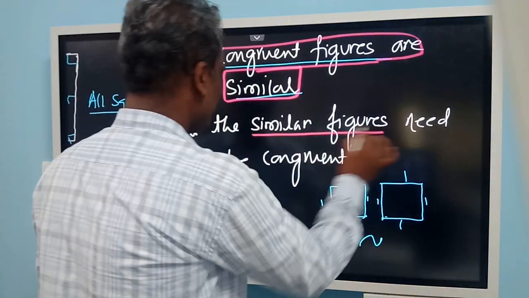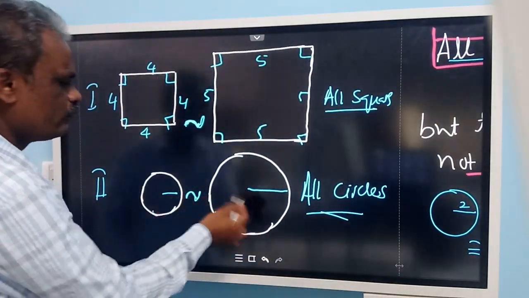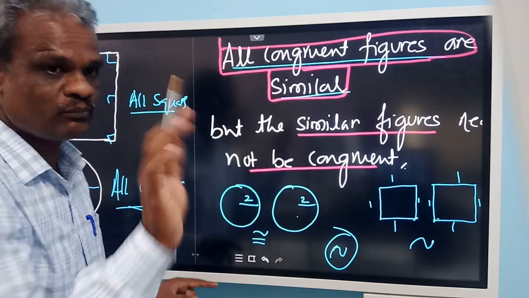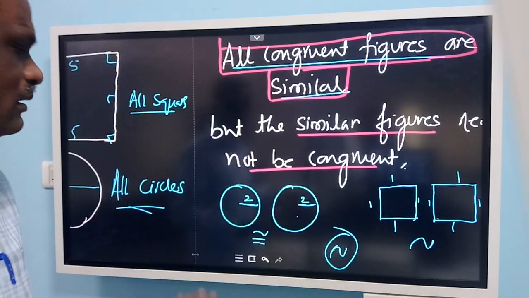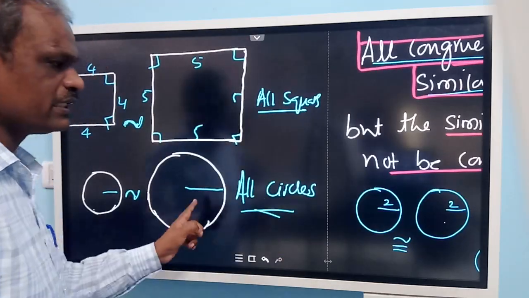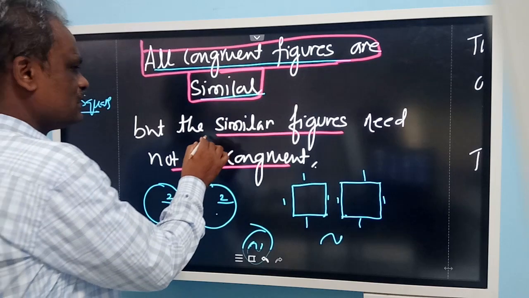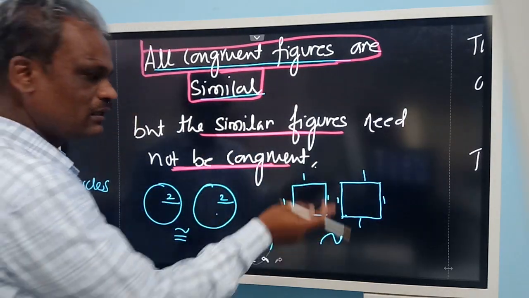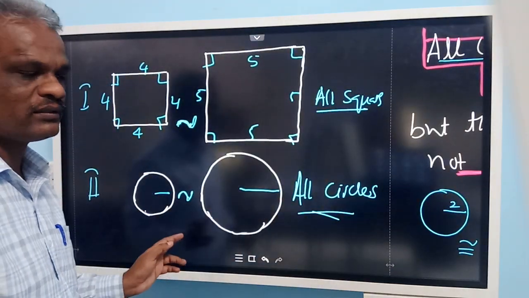But all similar figures need not be congruent. Now look at this, these two are similar but not congruent. But here, look at this, these two are similar and congruent. Sometimes similar figures are congruent, sometimes they are not congruent. So that is why we can say similar figures need not be congruent. These two are similar and also congruent. But these two are similar but not congruent.